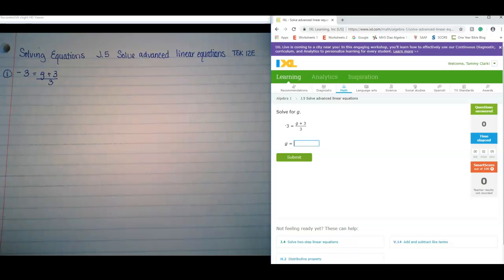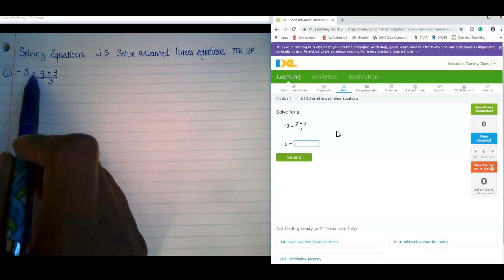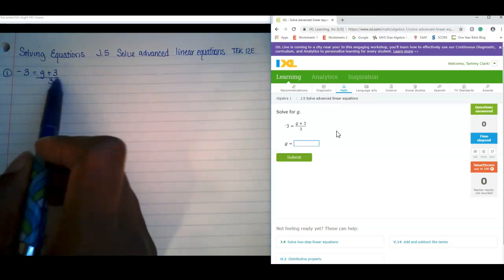Alrighty, so we have moved on to J5, and we are going to be putting together the things that we learned from J3 and 4 into this particular skill that we're practicing. Now, it does say we're solving advanced linear equations. That just means we're going to see it in all different types of forms, but our processes are going to remain the same. Now, here we have -3 is equal to (g plus 3) divided by 3.